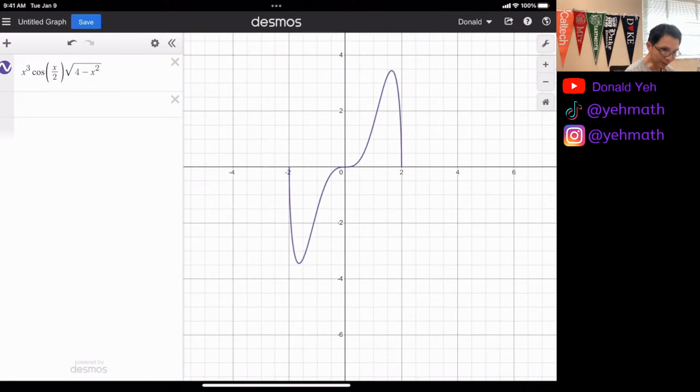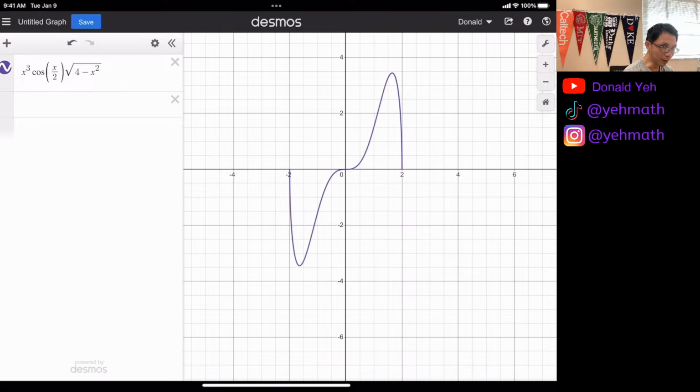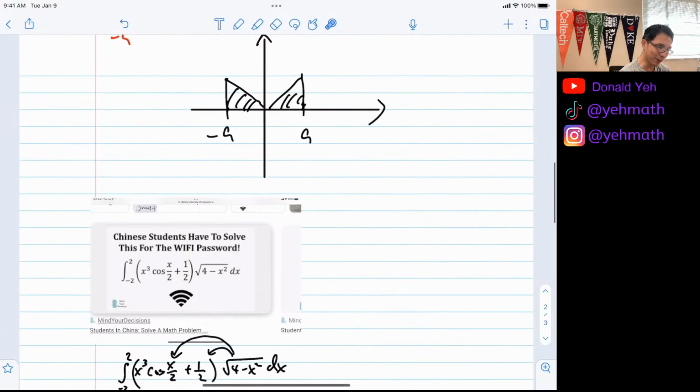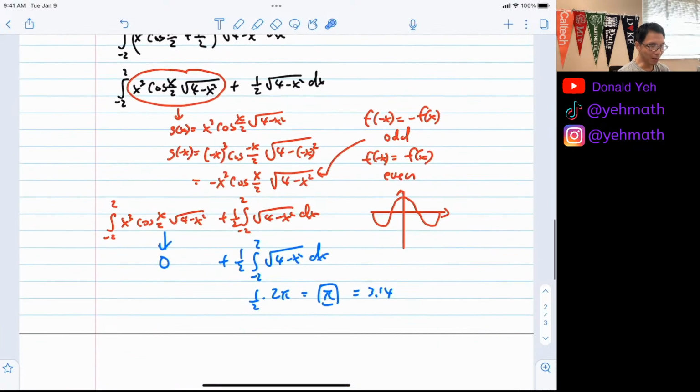It looks like this. You forgot +1/2. Huh? +1/2. No, yeah, it doesn't matter. It's going to look like this. So that part of the function is going to give you a 0. This part is going to go to 0, and you say, oh yeah, that was the password, it was 3.14.